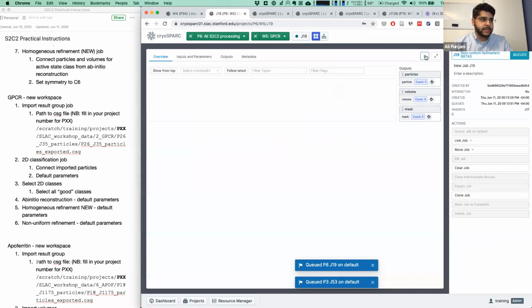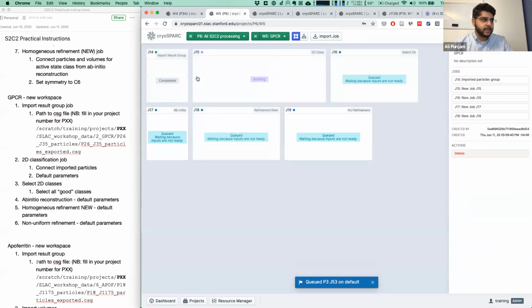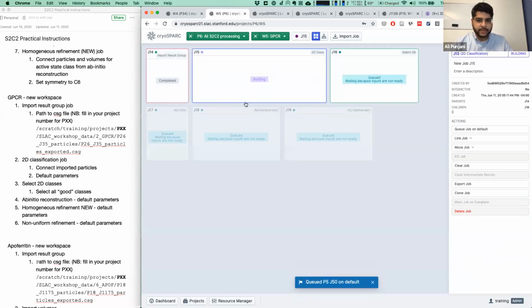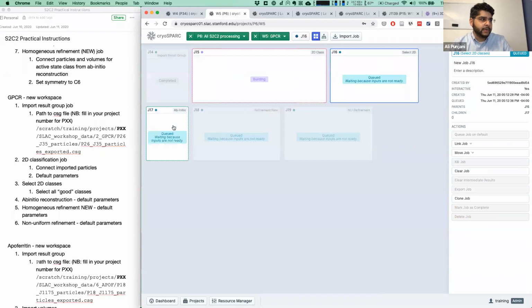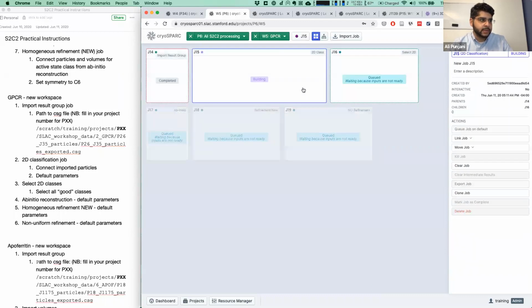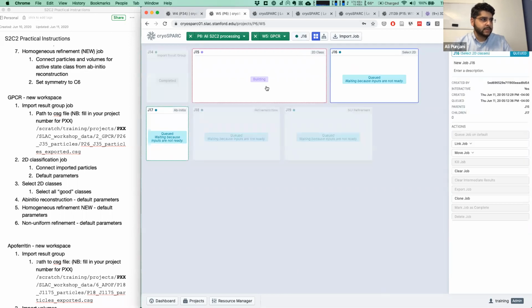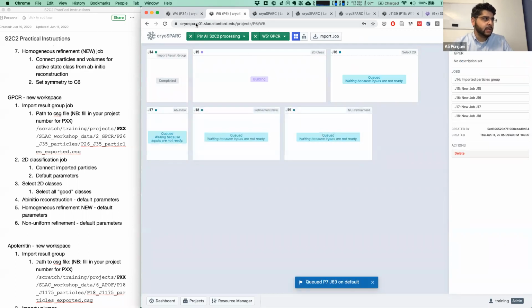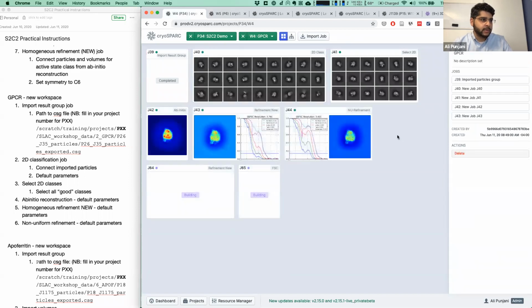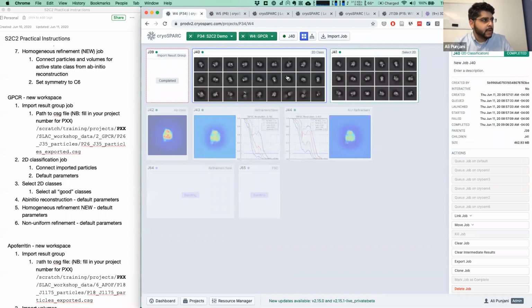So this is what you should see in your project now if you're a practical participant, except that your 2D class job should actually be running. I didn't actually start mine to not use up resources that were allocated to others. And the other jobs in your chain should be ready to go as soon as this 2D classification is finished. So we'll come back to this to select some 2D classes and let the rest of the processing go on. But I'll just show you what things look like in this other workspace where I've already completed that same processing.